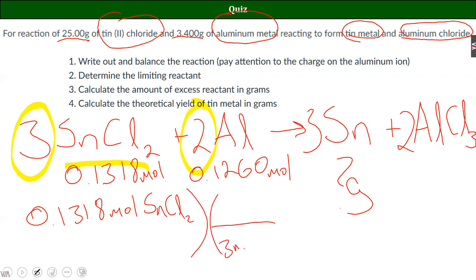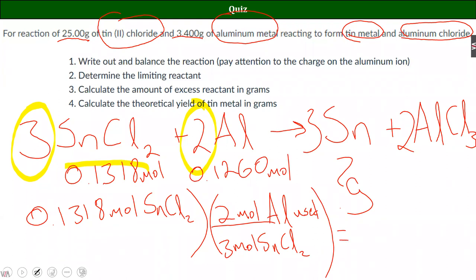And every time 3 moles is used, 2 moles of aluminum are used. So this is saying if I used all of my tin 2 chloride, how much aluminum would I use? There's only 3 possible outcomes. Either using all of my tin 2 chloride uses up the exact same amount of aluminum as I have, in which case there is no excess reactant. Everything's getting used up perfectly. I'm running out of avocados at the exact same point I'm running out of onion. Or you're going to get a bigger number than what you actually have, or a smaller number than you actually have. You just compare that and think about the logic of what that means.